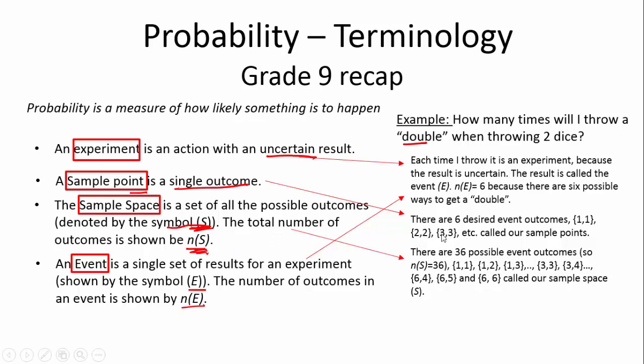We could roll a 1 and a 1, a 1 and a 2, a 1 and a 3, a 1 and a 4, all the way to a 2 and a 1, a 2 and a 2, 3 and a 3, 3 and a 4, 6 and a 4, 6 and a 5, all the way to 6 and 6. And this is our sample space. This is denoted by S. There are 36 possible unique combinations we could get.